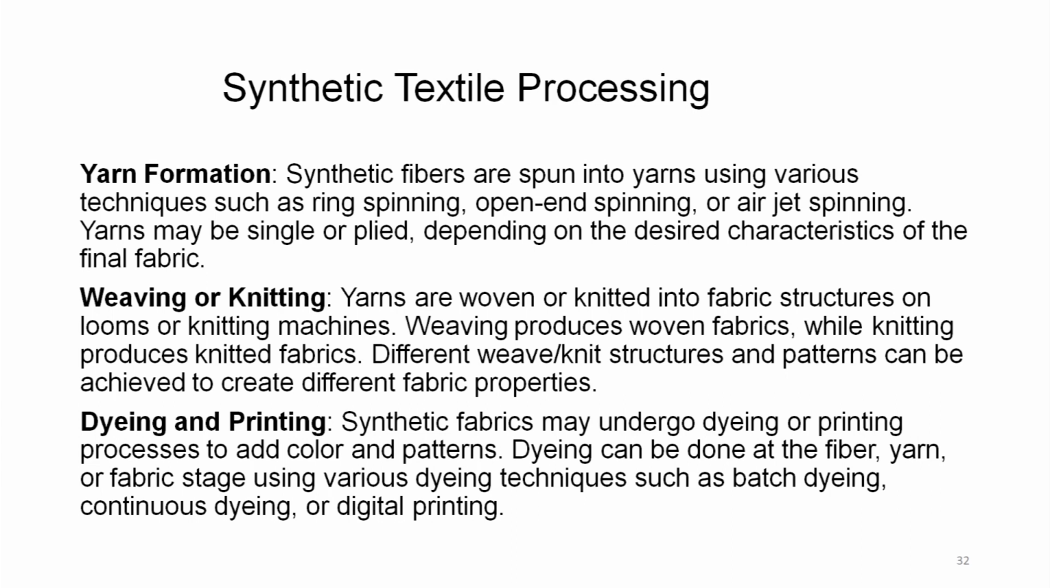Weaving or knitting. Yarns are woven or knitted into fabric structures on looms or knitting machines. Weaving produces woven fabric while knitting produces knitted fabric. Different weave or knit structures and patterns can be achieved to create different fabric patterns and properties. Dyeing and printing. Synthetic fabrics may undergo dyeing and printing processes to add color and pattern. Dyeing can be done at the fiber, yarn or fabric stage using various dyeing techniques such as batch dyeing, continuous dyeing or digital printing.